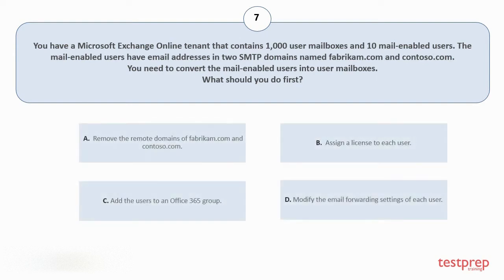Your options are: A. Remove the remote domains of fabricam.com and contoso.com. B. Assign a license to each user. C. Add the users to an Office 365 group. D. Modify the email forwarding settings of each user. The correct answer is option A.